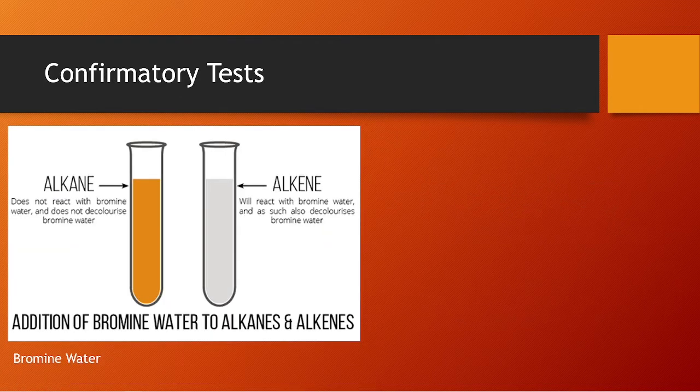All right, confirmatory tests. These are tests that can be done to work out, particularly if it's an alkane or an alkene, since most of the time those are colorless things. So this was the one we talked about before, bromine water. If you add bromine to an alkane, it will remain brown. If you add it to an alkene, it will go from brown to clear.